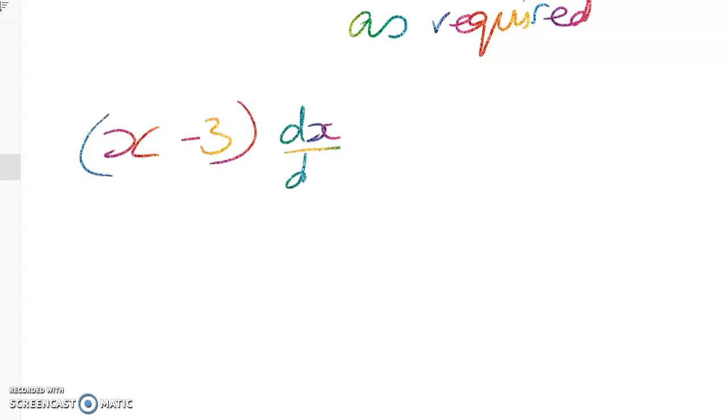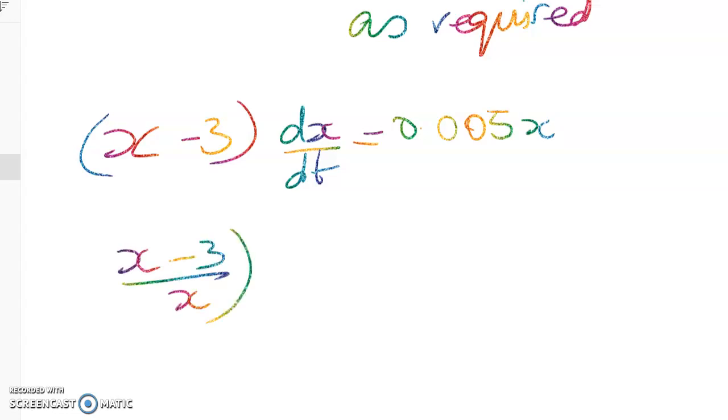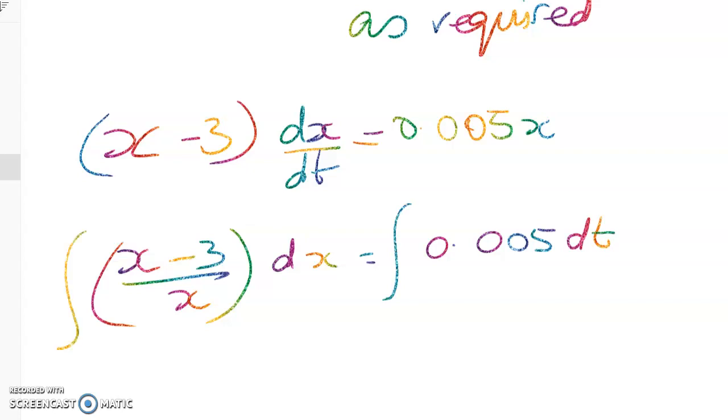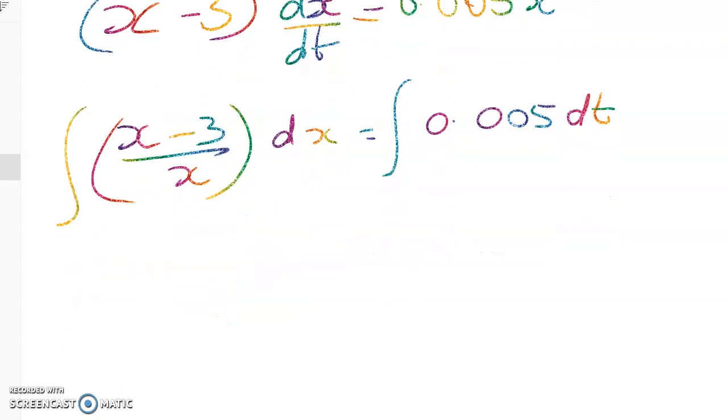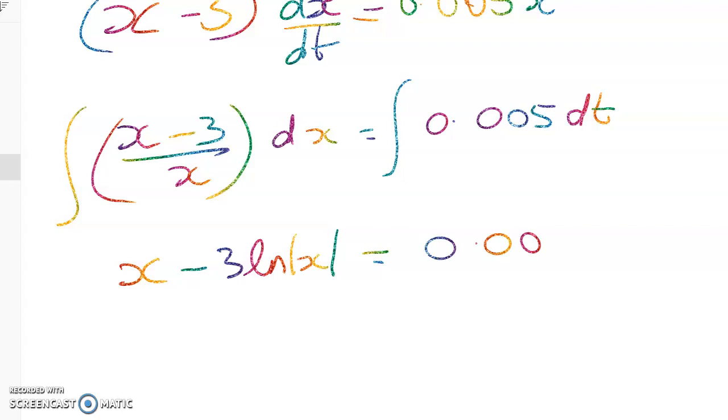Right, so let's look at that. Well, we've got (x minus 3) times dx by dt is equal to 0.005x. Separate the variables, and we'll get (x minus 3) over x times dx is equal to 0.005 dt. Now we're going to integrate both sides, and over here this gives me x minus 3 log x, and here we get 0.005t plus c.